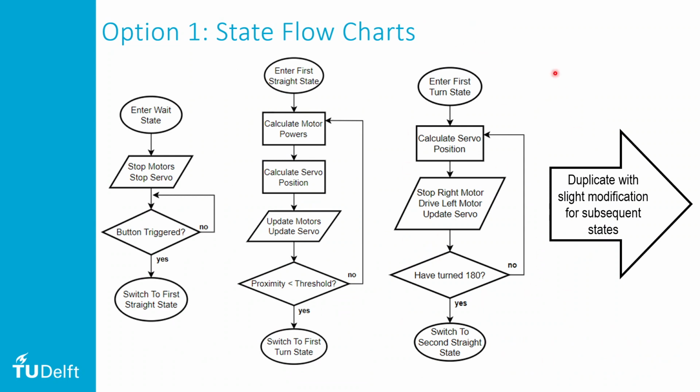Right, and then in terms of the turn states, they would also be very similar, except that the first and third turn states are identical to this one aside from where they go next. But for the second one, you would just flip this around here so that you're stopping the left motor and driving the right motor so that you turn to the left instead. Okay, so that is the brute force approach.